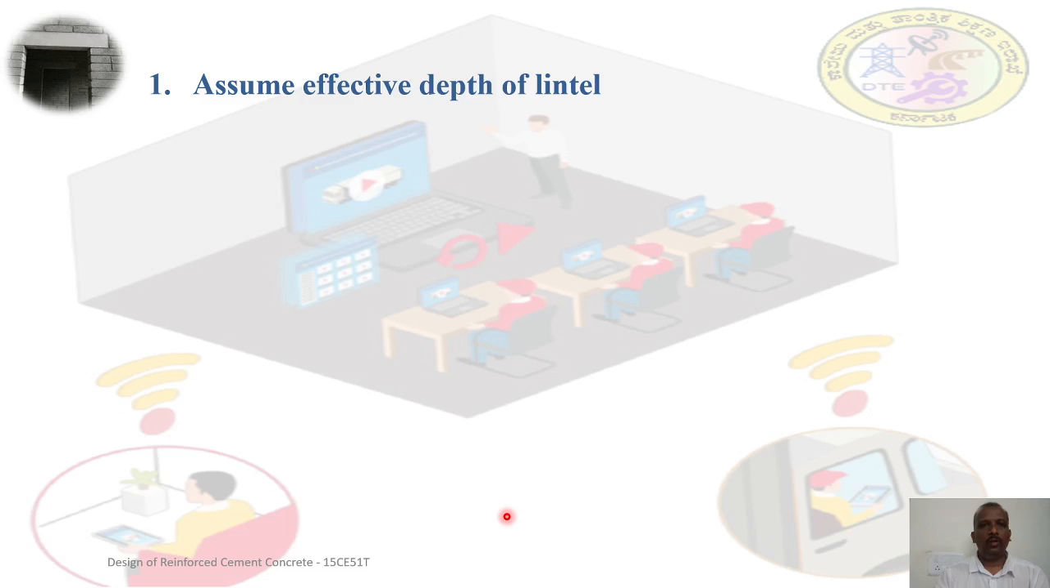As usual, the first step is assuming an effective depth with respect to the span to effective depth ratio. I am taking L by d as 15. Once you substitute the span 2400 mm divided by 15, we get 160 mm as the effective depth.